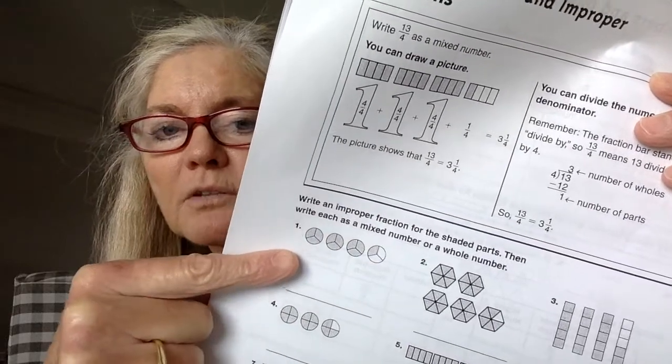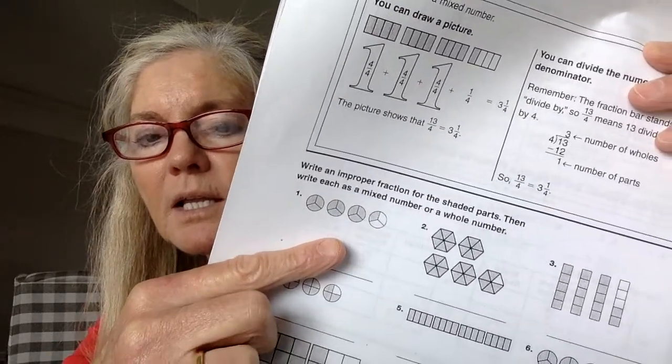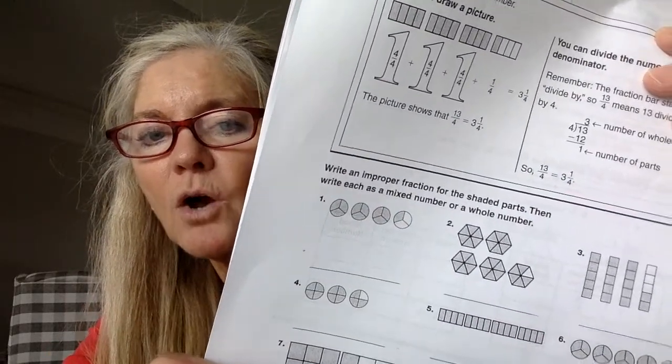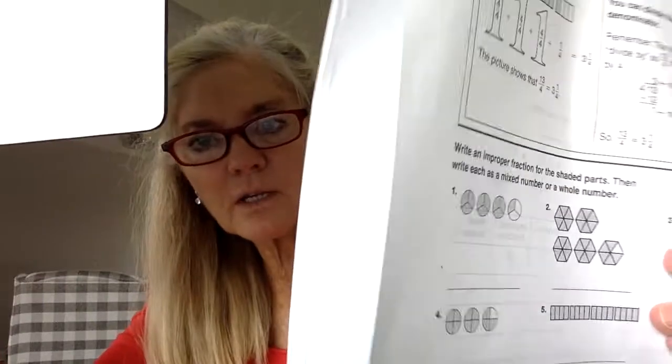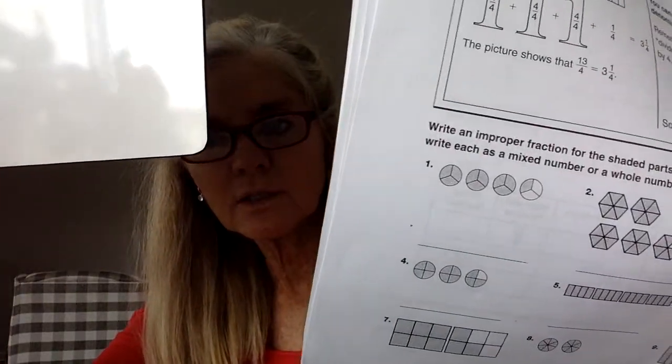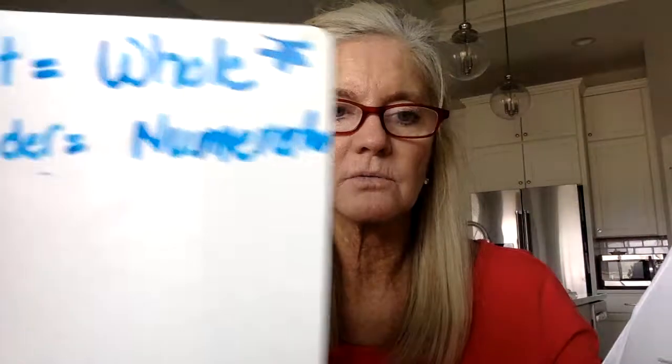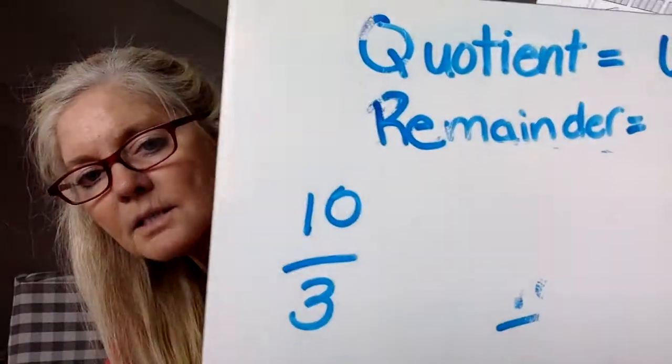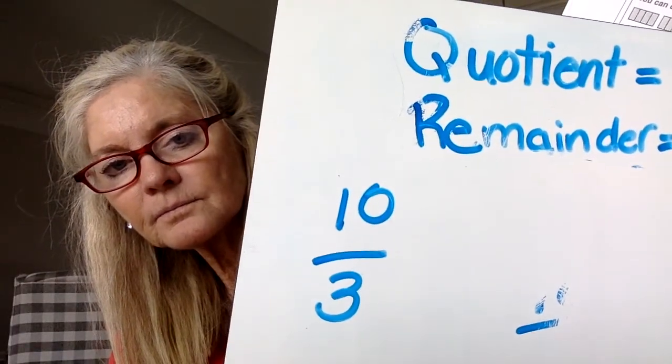So how many thirds have we got colored in there? 10 thirds. 10 over 3. All right? So let's write that down on my whiteboard. 10 over 3. 10 thirds. That's how many thirds they're showing us on this sheet here. 10 thirds, so that's how you write it. Okay?